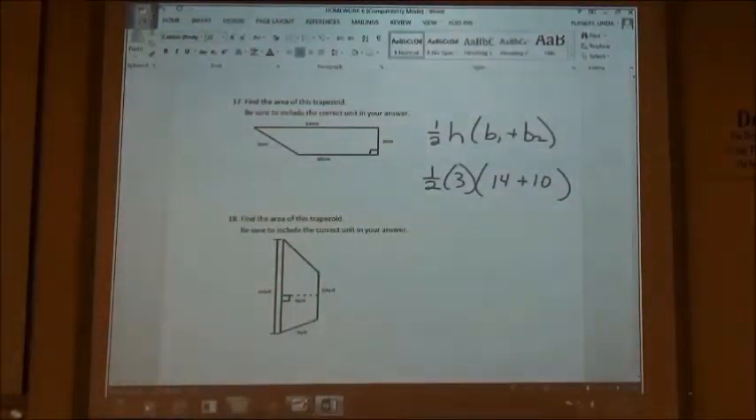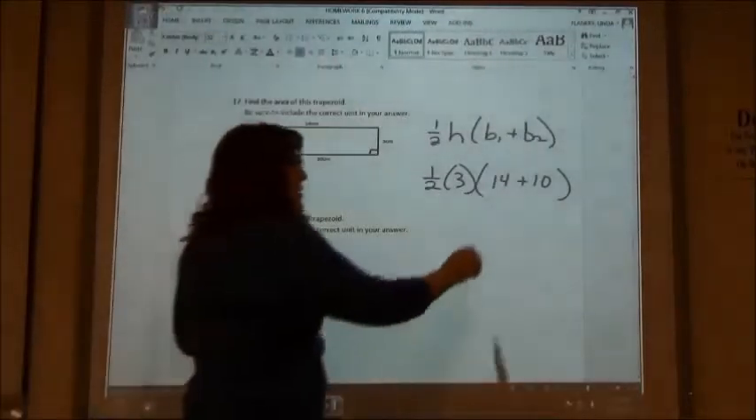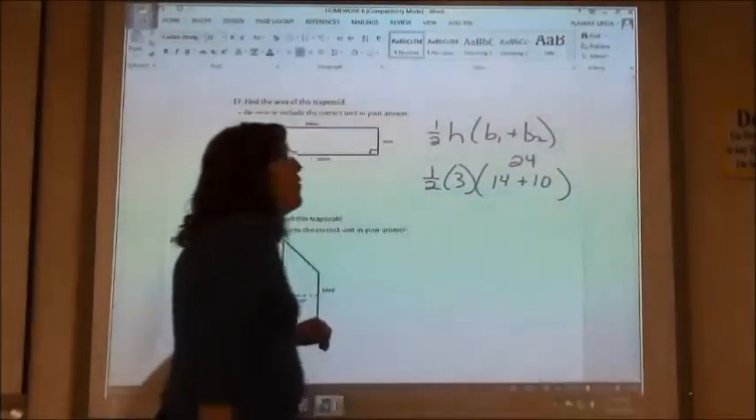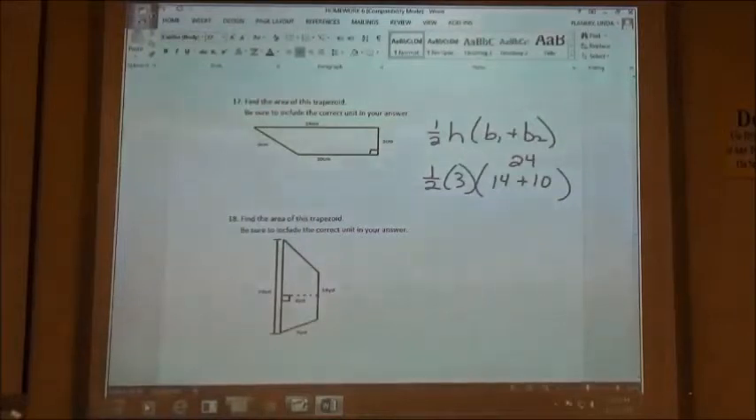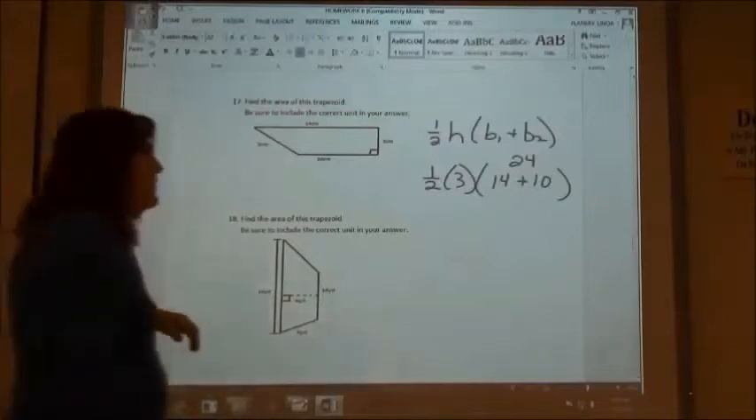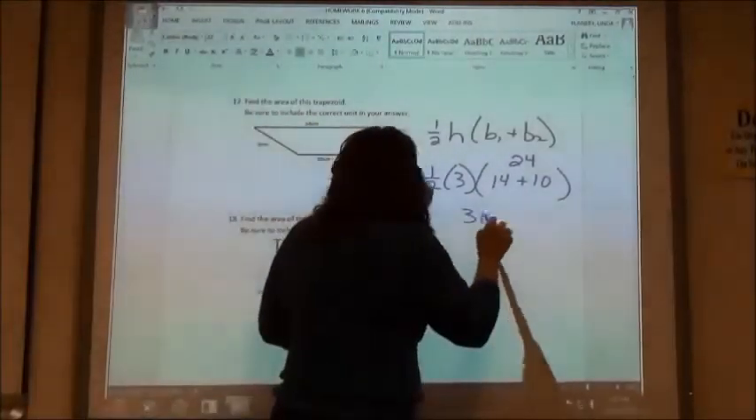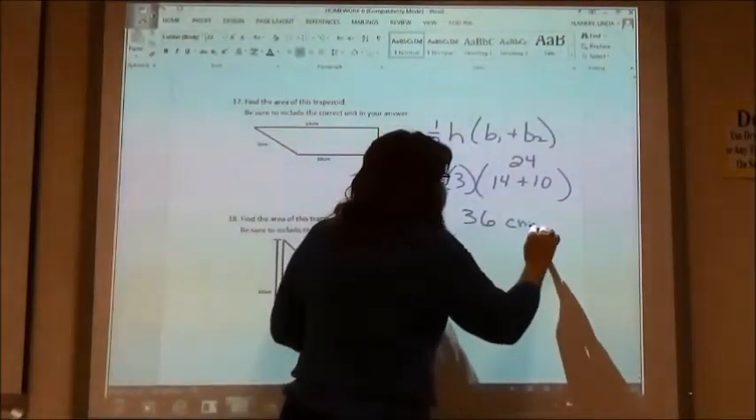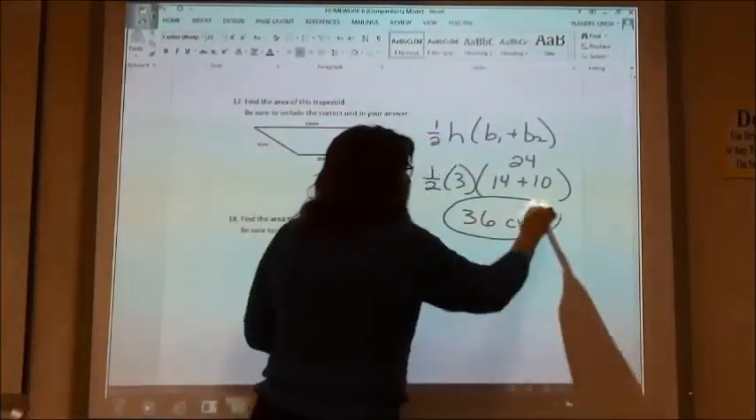So 14 plus 10 is 24, right? So again, I'd probably rather take half of 24 instead of half of 3. Then I don't have to work with the decimal. Half of 24 is 12, and 12 times 3 is 36. And my units, centimeters squared.